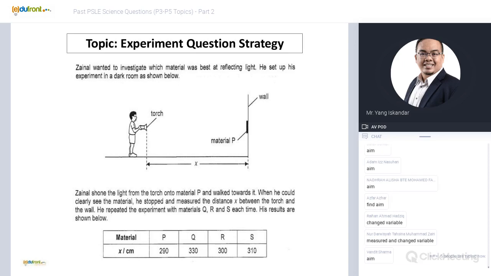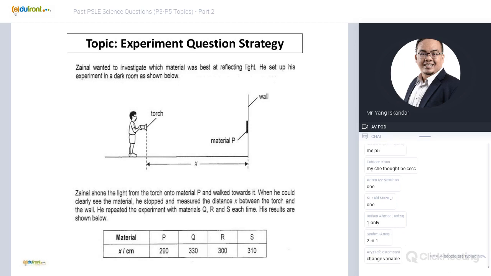Now, aim is a little bit tricky. Sometimes they want to make life a little bit more difficult. They do not give you the aim. So what do you identify if the aim is not given clearly? Okay, very good. Some of you mentioned in the chat, the change variable. Any P5 student here, can you answer me? How many change variables can there be in one experiment?